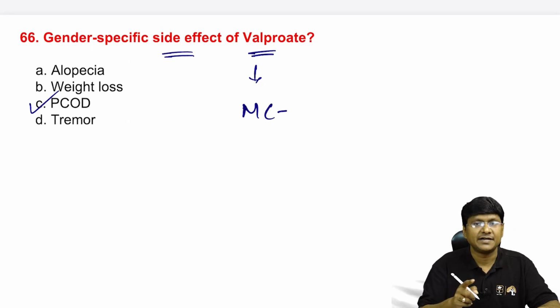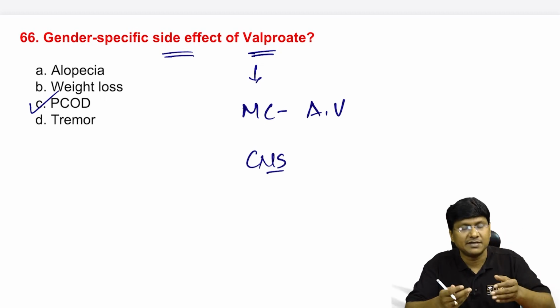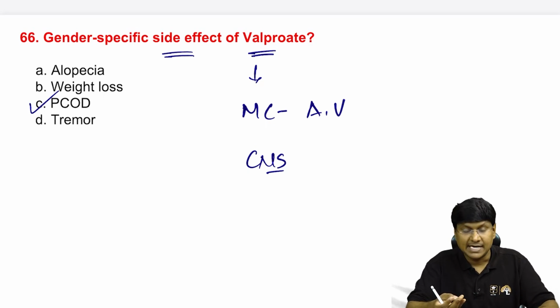Okay, and what will be the most common adverse effect associated with valproate? The most common side effect will be transient GIT effects, in the form of anorexia and vomiting. And these patients taking valproate can also develop CNS side effects, which include sedation, ataxia, tremors.